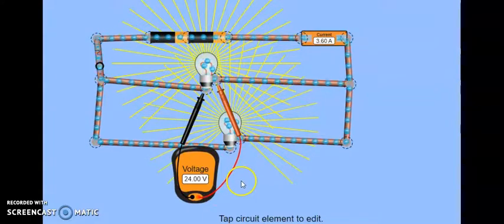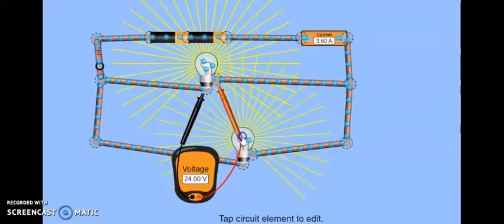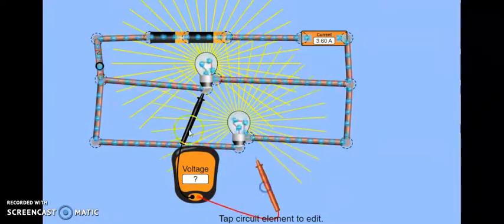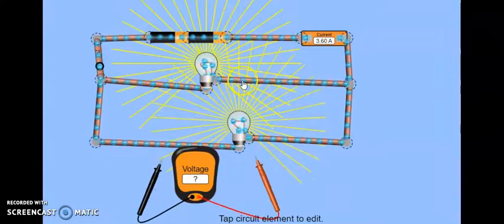So the voltage is not changing and the current is also not changing. Let's check which is changing. Okay, let's open the key and let's place the ammeter next to this first bulb. Then we'll place it next to the second bulb.